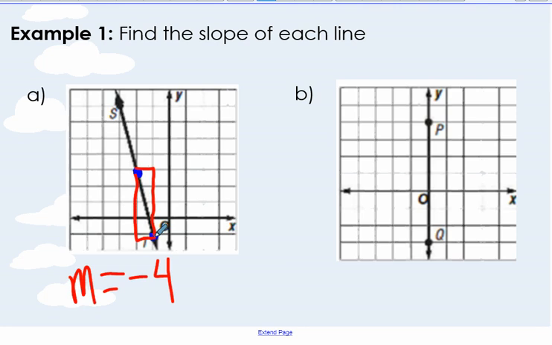Either way works as long as you are making sure you're adding that negative, because it is a negative slope. Okay, if we look over here at the next one, this is a vertical line, right? So vertical lines are always going to be undefined. So if you see a vertical line, all you have to do is say undefined.